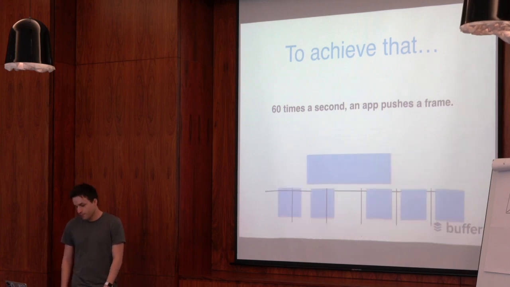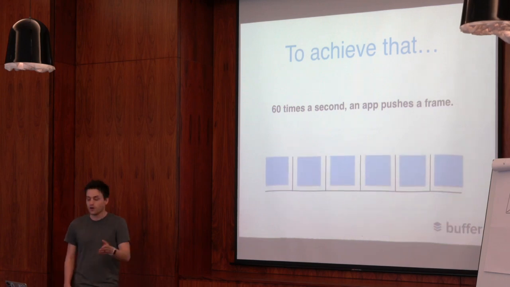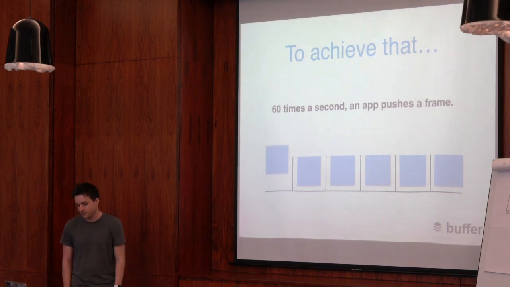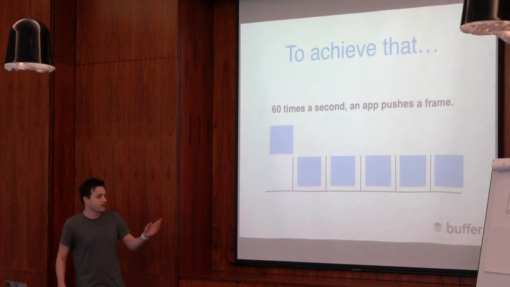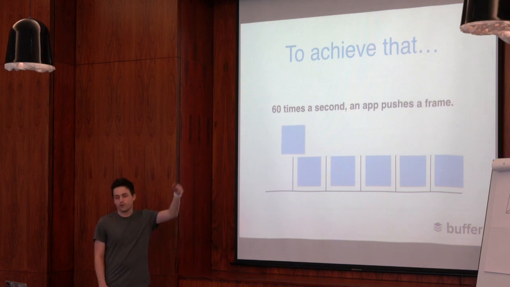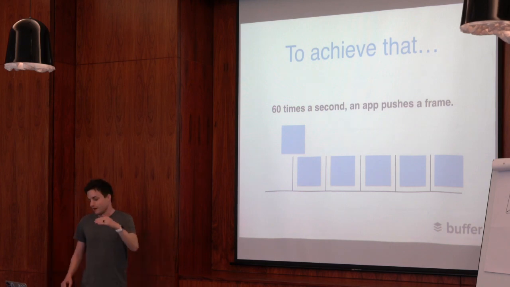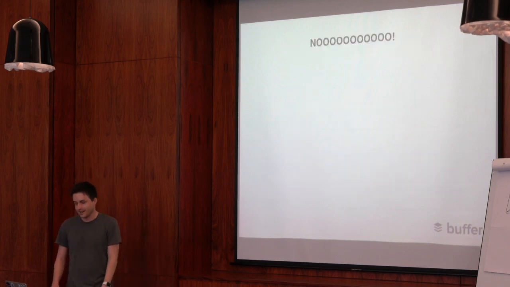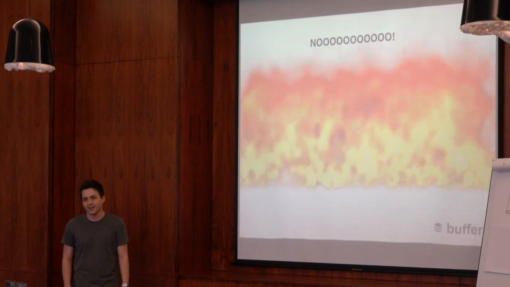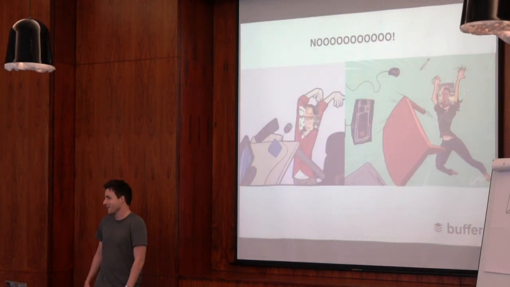So the problem is when you go back up here and you try to do all of this work and maintain 60 frames per second, if just one of those frames starts to chug a little bit, it goes over into the next drawing cycle. That's when you drop frames. And when that happens, you see the visible chug, and no one likes it.